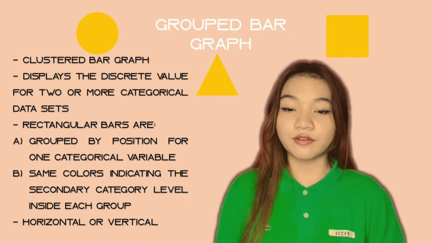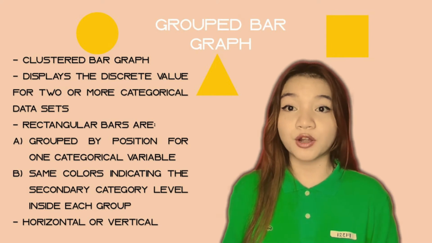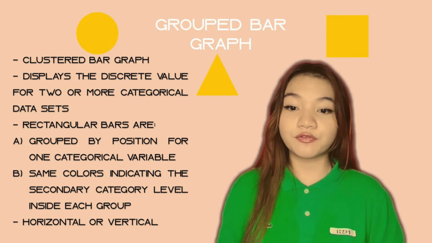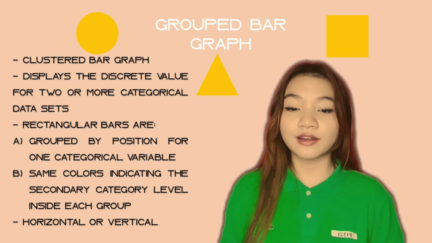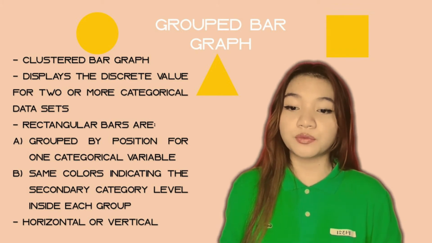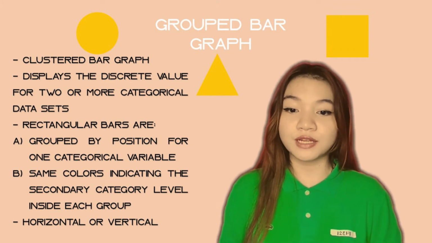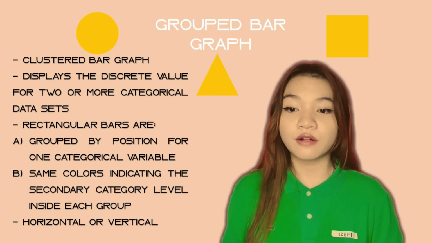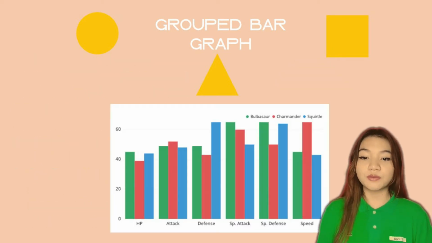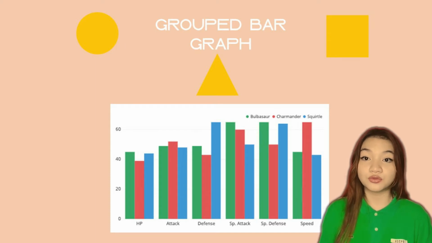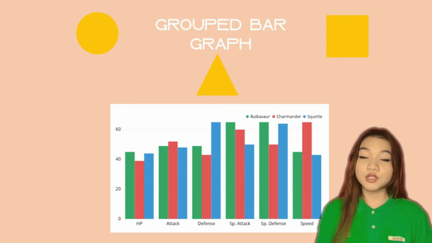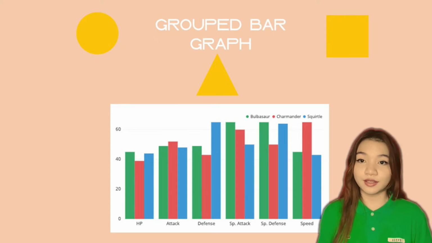The cluster bar graph is another name for the group bar graph. It displays the discrete value for two or more categorical data sets. Rectangular bars are grouped by position for levels of one categorical variable in this, with the same colors indicating the secondary category level inside each group. It can be shown vertically or horizontally.